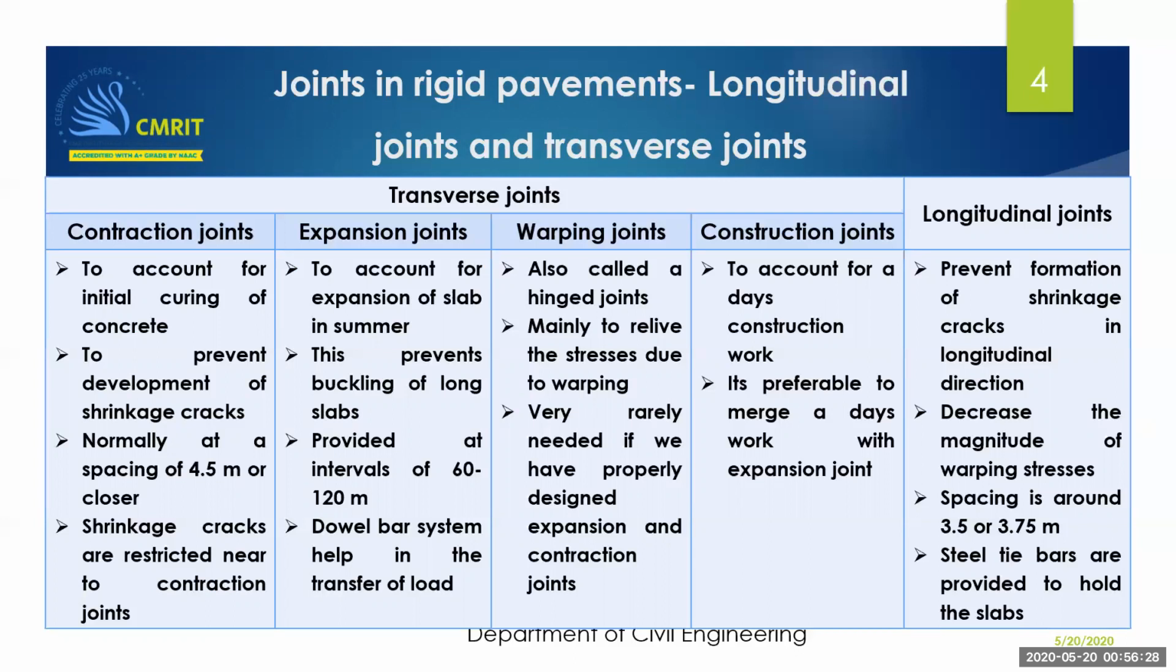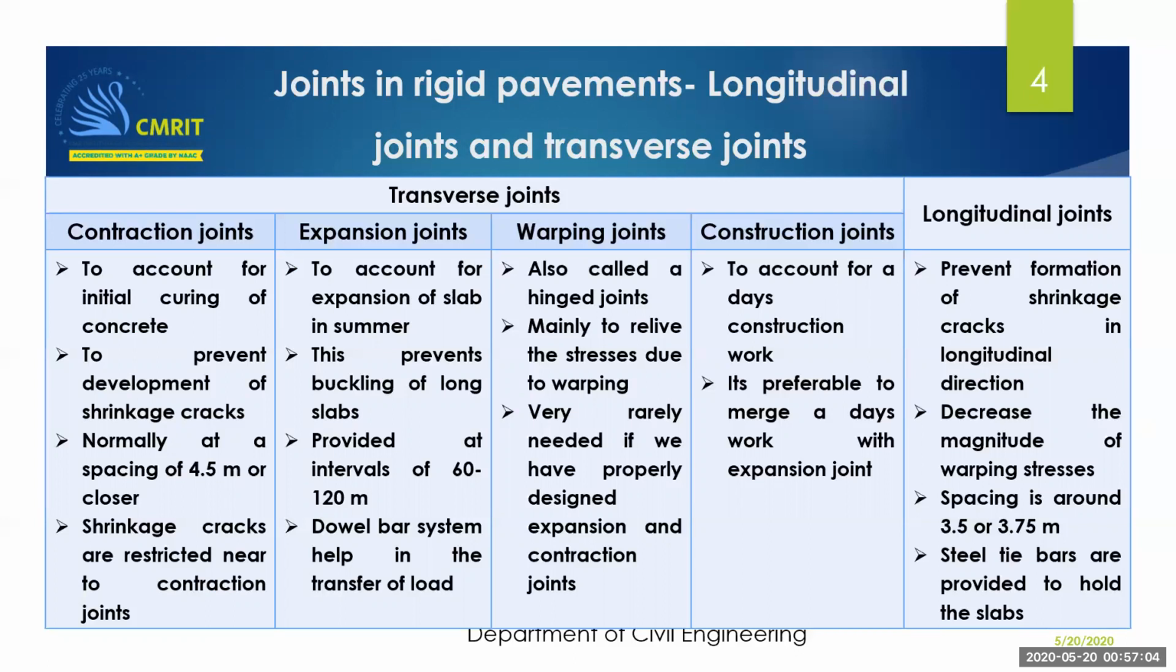And also we have shrinkage cracks. If the contraction joints are provided, we can get rid of the shrinkage cracks. Coming to the expansion joints, they are mainly to account for the expansion of the slab, and they are generally provided at intervals of 60 to 120 meter. This mainly accounts for the seasonal variations in temperature, like summer, winter, and so on. The dowel bar systems provided in the expansion joints help in the transfer of load.